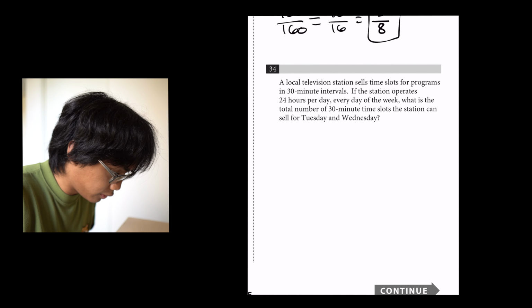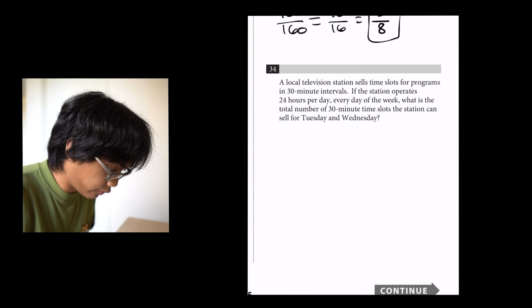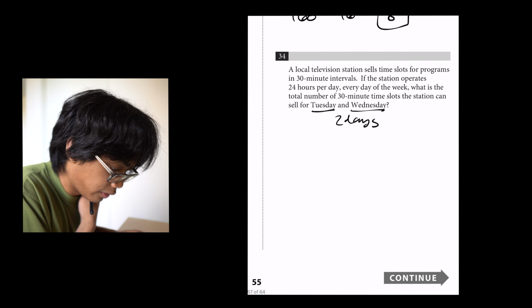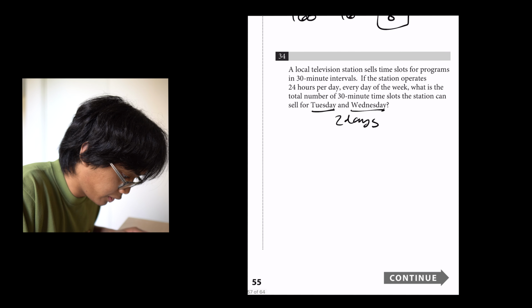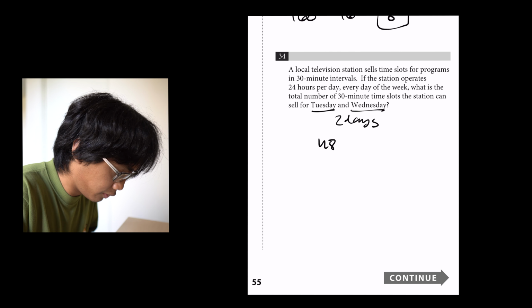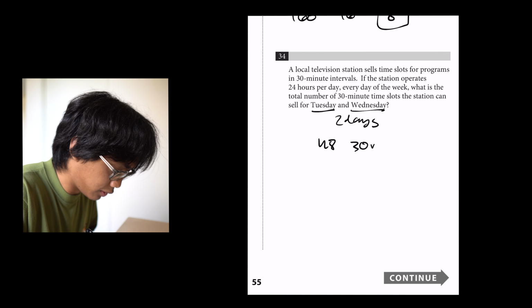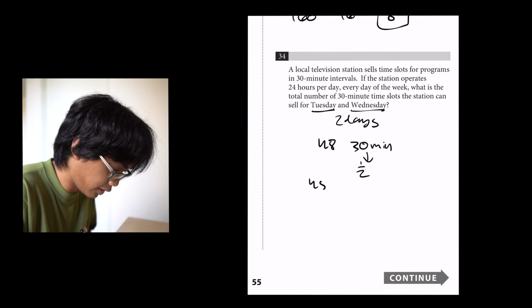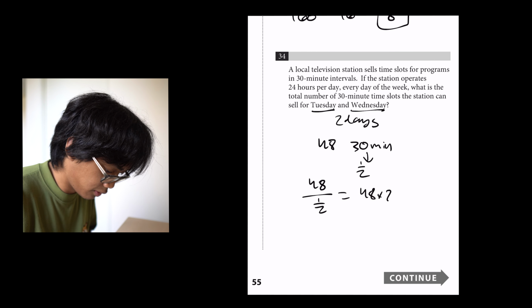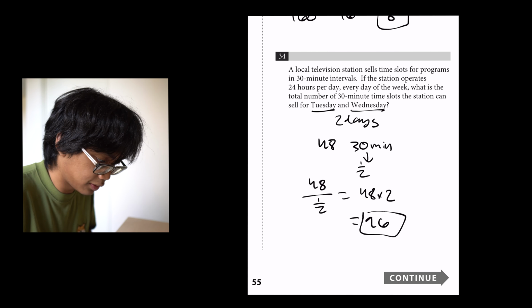34, a local toaster 30-minute intervals sell for Tuesday and Wednesday, so it's 2 days, 24 hours per day, so we have 48 hours, and we're looking for the number of 30-minute intervals, which is half an hour. We're taking this 48 and we're dividing it by that 1/2, which is the same as 48 times 2, so it should be 96 slots.